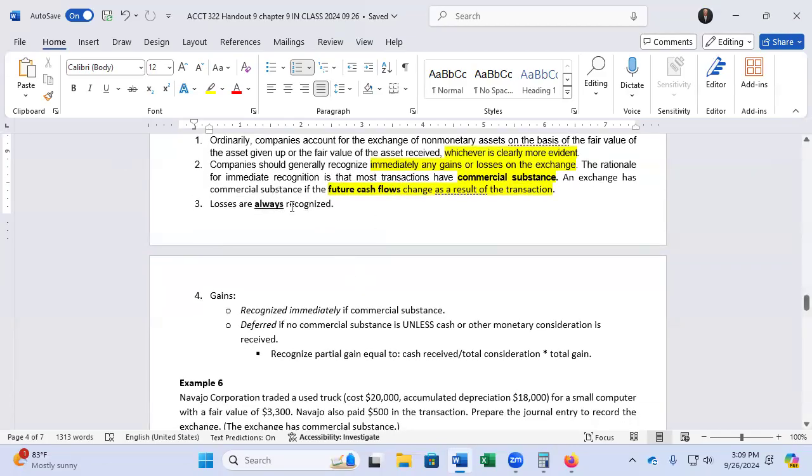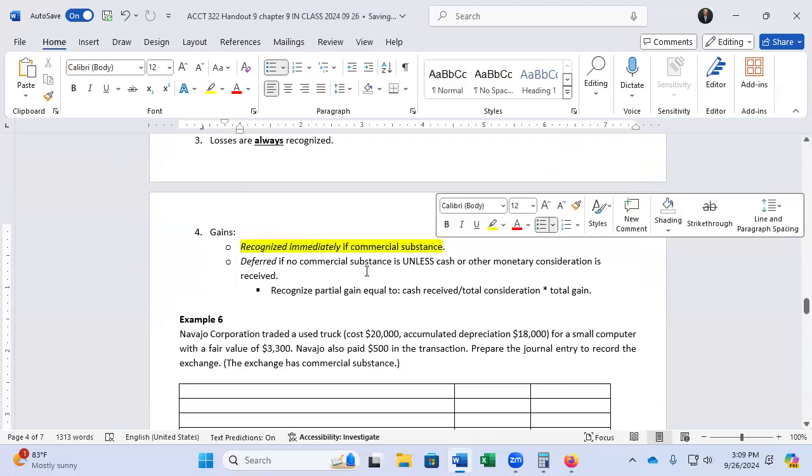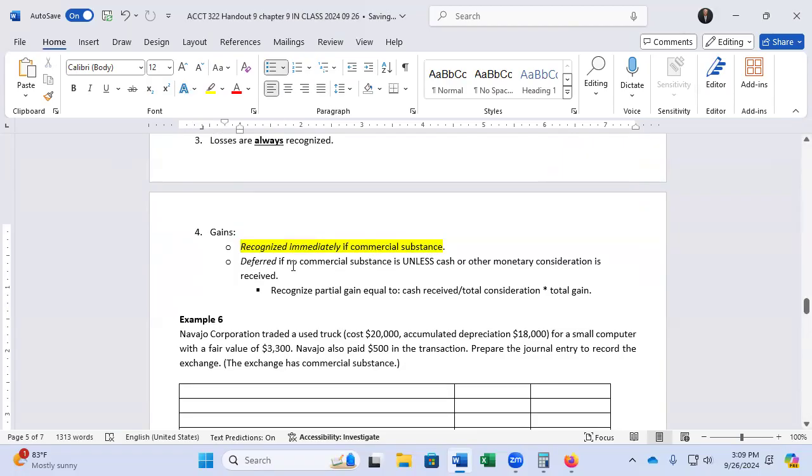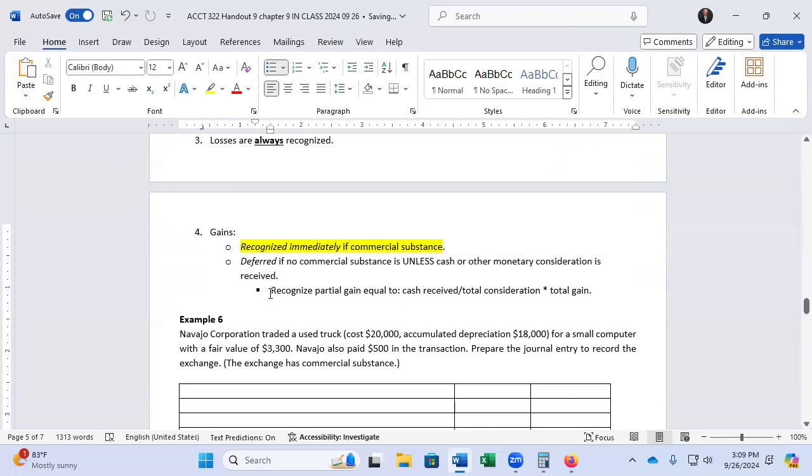And then losses are always recognized. Pretty straightforward, right? We're conservative with accounting. We're always going to recognize it. We recognize immediately on the gain if it has commercial substance. If no commercial substance, unless cash or other monetary consideration is received, we would defer the gain until the actual sale of the asset. If there is some cash received, you can calculate it as a portion and report a portion of the gain related to the cash.